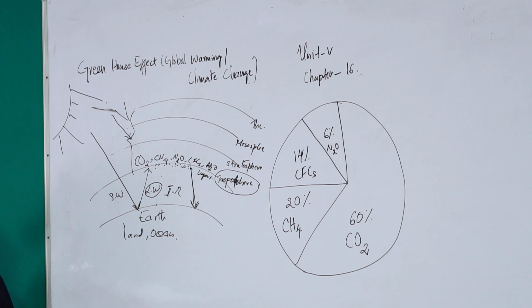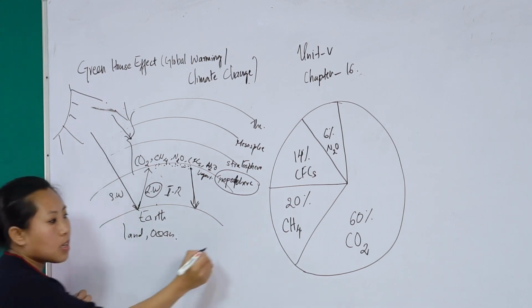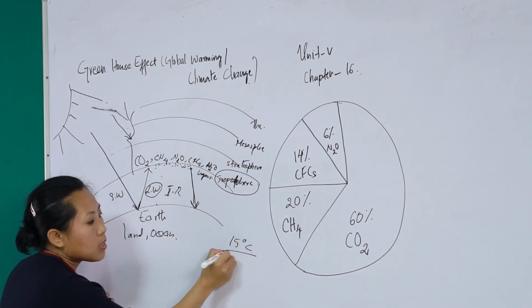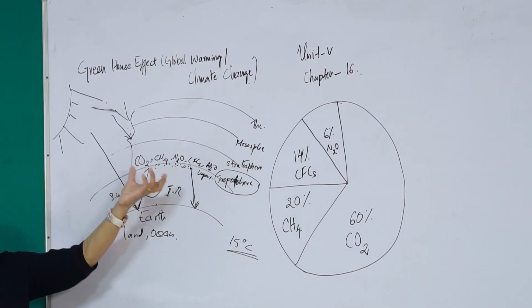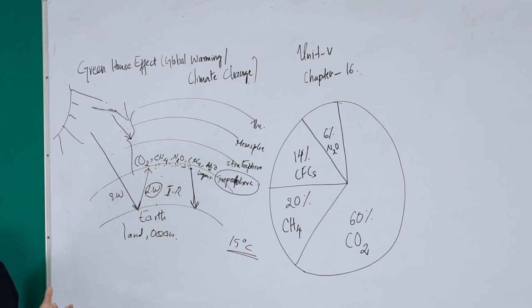So this is how the average temperature of the Earth, which is 15 degrees centigrade, is made possible because of these gases which are present in the troposphere. So these gases function similarly to the glass panels in a greenhouse. The glass panels in a greenhouse allow sunlight to enter the house and keep the environment in the greenhouse warm, but do not allow the heat or the energy to escape back outside again.